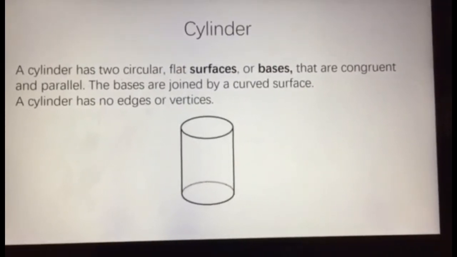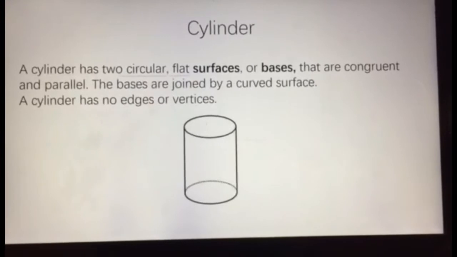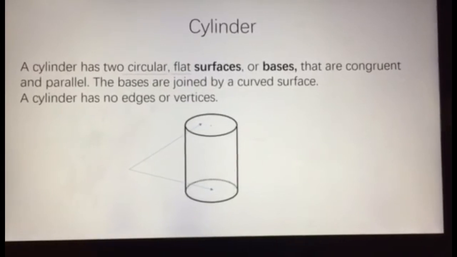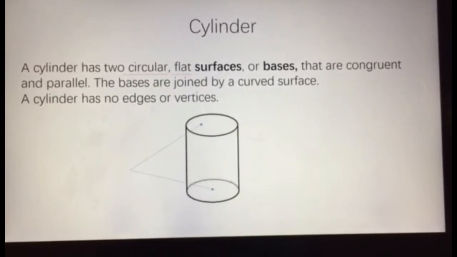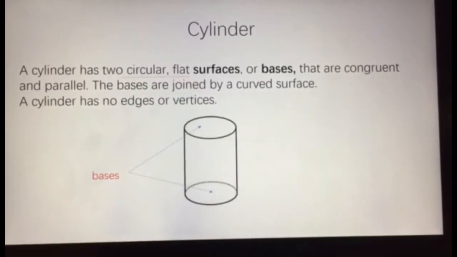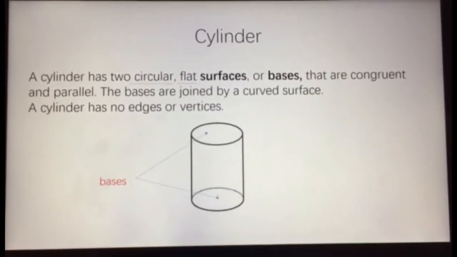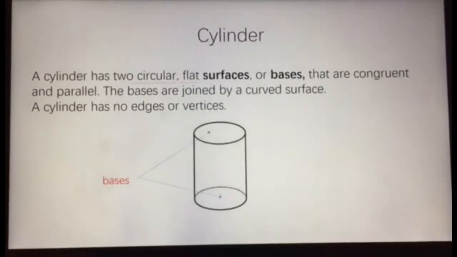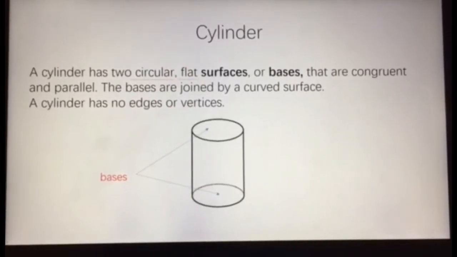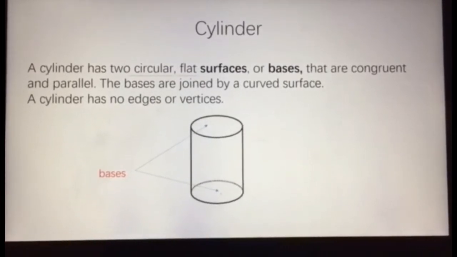It says here, a cylinder has two circular flat surfaces. These are the circular flat surfaces, two circles. They're flat, not curved. These are called bases. The top one can be base 2, and the bottom one can be called base 1. We talked about that in triangle. Each side can be called the base. Here in the cylinder, each flat surface can be called the base. Doesn't have to be the one that touches the one at the bottom.